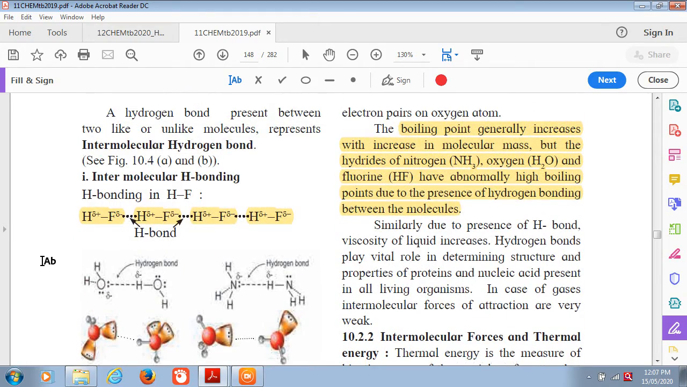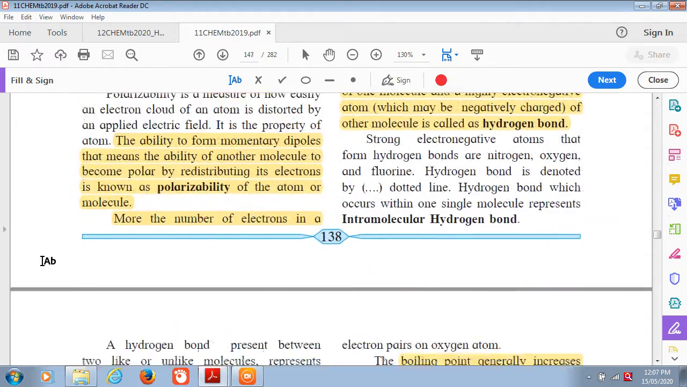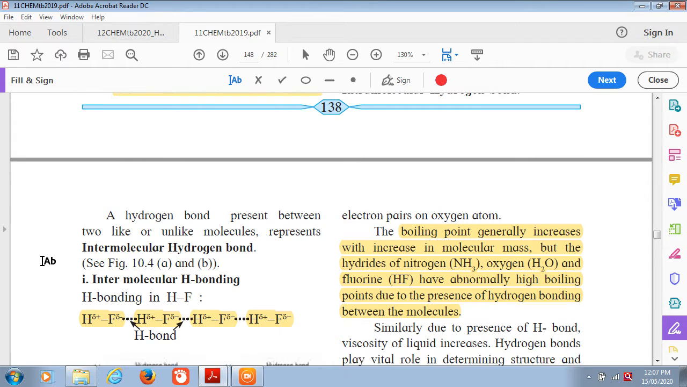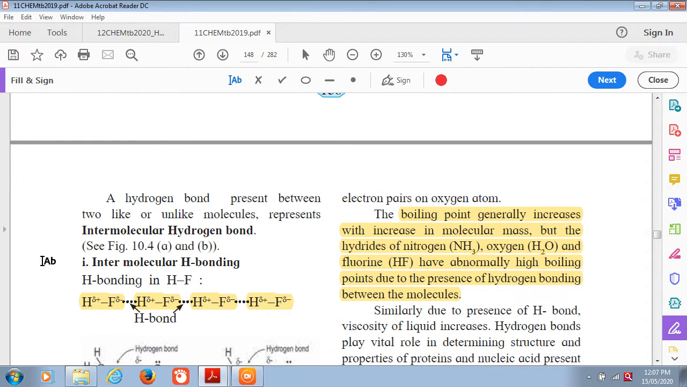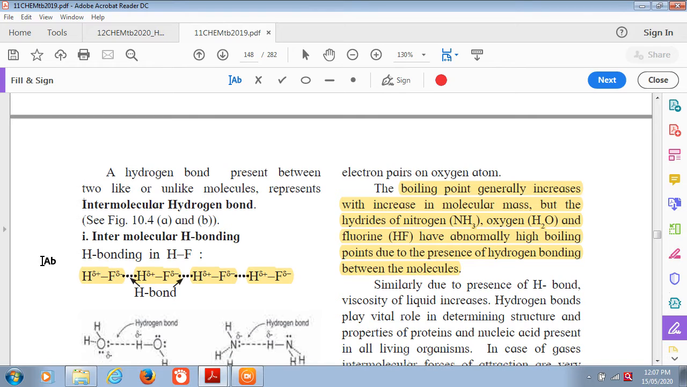Now, the boiling point generally increases with increase in molecular mass, but the hydrides of nitrogen, oxygen or fluorine, for example ammonia, water and HF, have abnormally higher boiling points due to the presence of hydrogen bonding between the molecules. Similarly, due to this hydrogen bonding, the solubility of these molecules in water goes on increasing, and again the reason is the intermolecular hydrogen bonding with water.